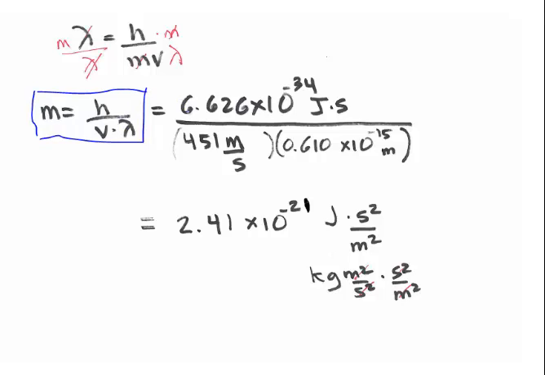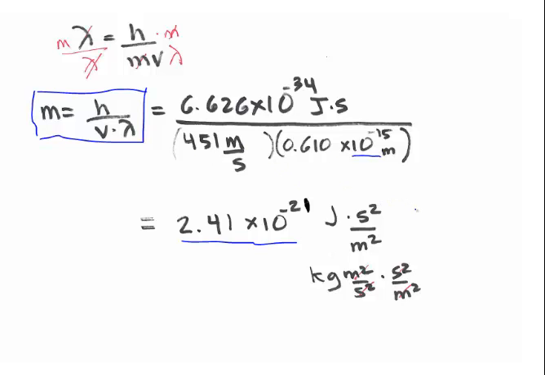So here's Planck's constant, 6.626 times 10 to the negative 34th joules times seconds. The velocity was given as 451 meters per second, and the wavelength 0.610 times 10 to the minus 15th meters. My wavelength has to be in units of meters, and femto means 10 to the minus 15th. So this is just an easy conversion from the given value to the unit of meters. So when I plug all these numbers into my calculator, this is the value that I get. And I've rounded to 3 sig figs because both my wavelength and my velocity have 3 sig figs.